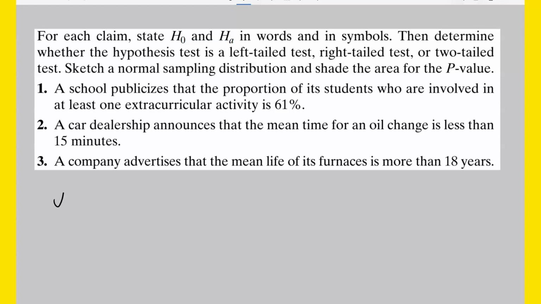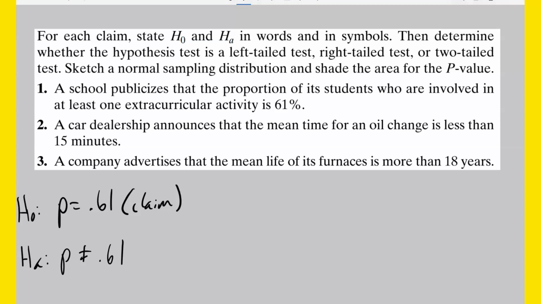So mu equals, sorry, not mu, since it's a proportion, it's a percent. P equals 0.61 is the claim. That's the claim. And since that involves an equality in some way, that's going to be H naught. So then HA will be the opposite of that. What's the opposite of that? P does not equal 0.61.